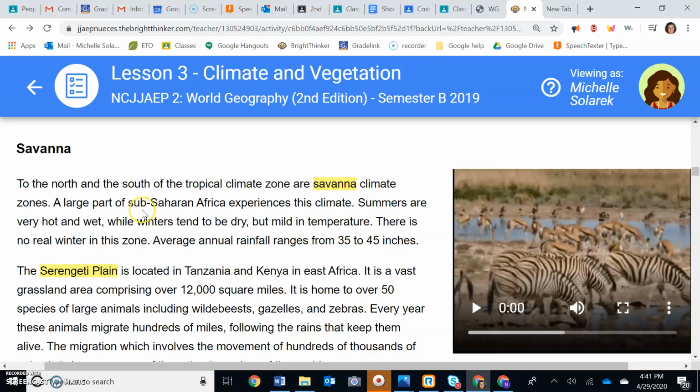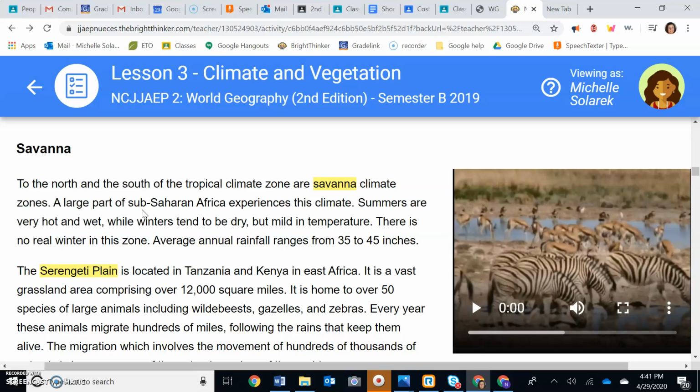So this is actually the question for number 4: north and south of the tropical climate zone, which makes up a large part of Sub-Saharan Africa, is what zone? Where the summers are very hot and the winters are very dry. What zone is that? That is the savanna.